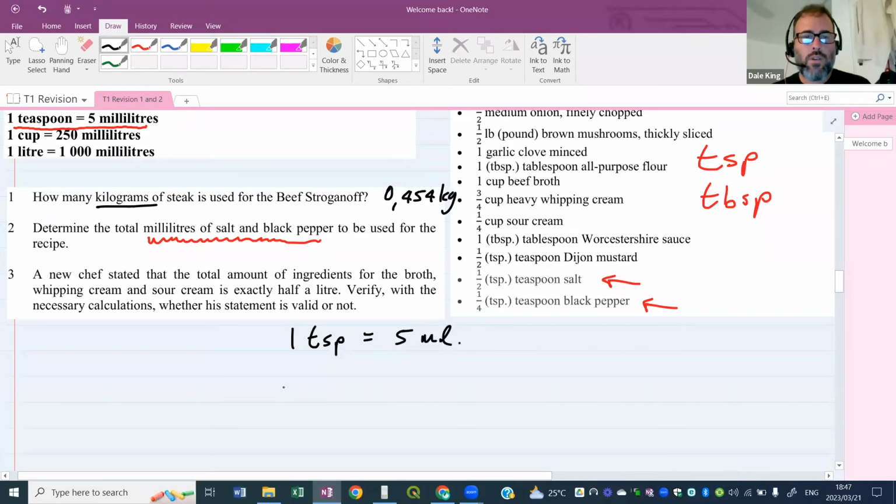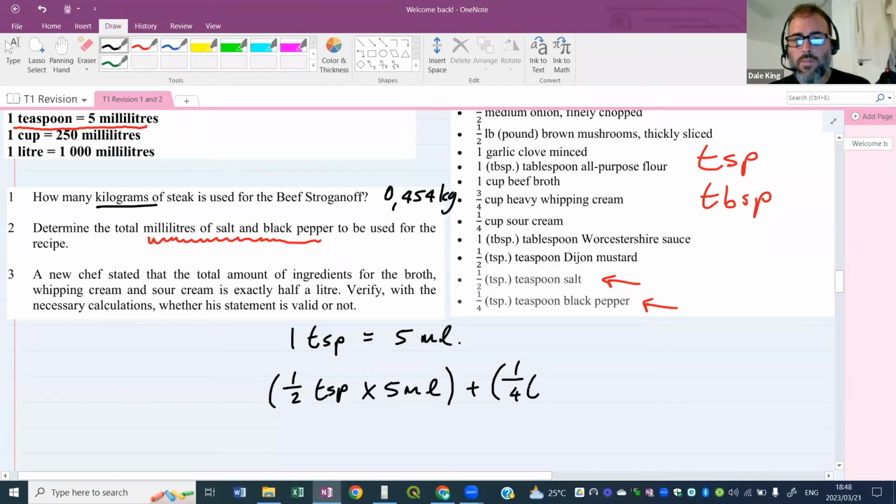All right, so we've got salt and pepper. I'm going to add them together. I'll use brackets. I've got half a teaspoon of salt, and that half must be multiplied by 5 because 1 is 5. So what will a half be? You multiply it by 5. That's for the salt. And then for the pepper, we've got a quarter of a teaspoon, and each one is 5. So let's multiply that up.